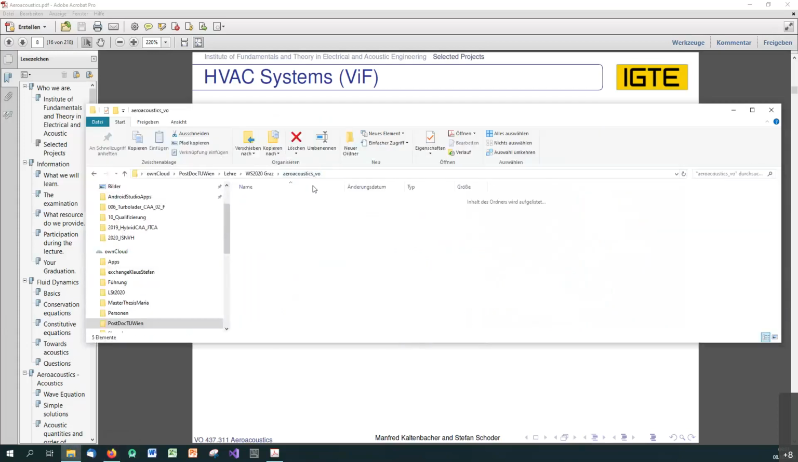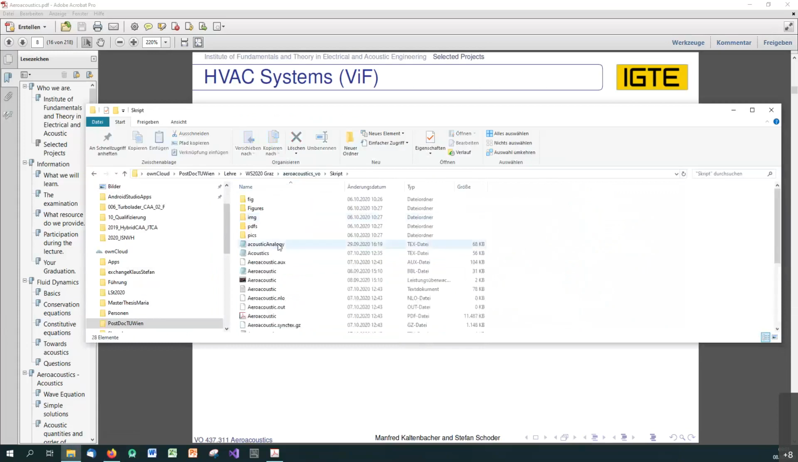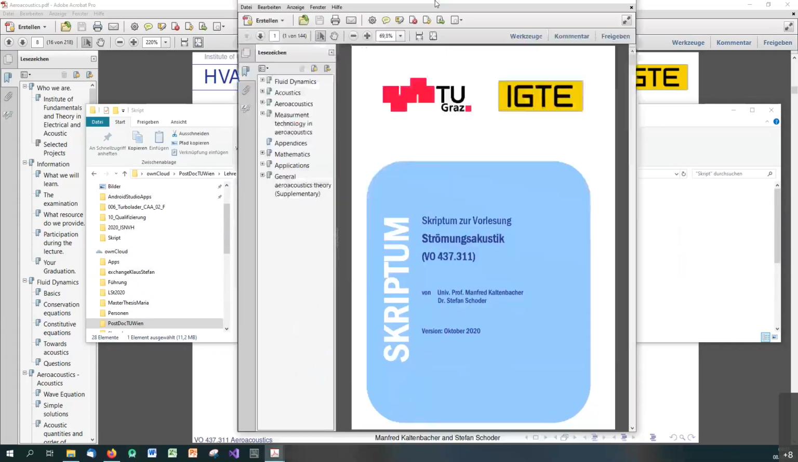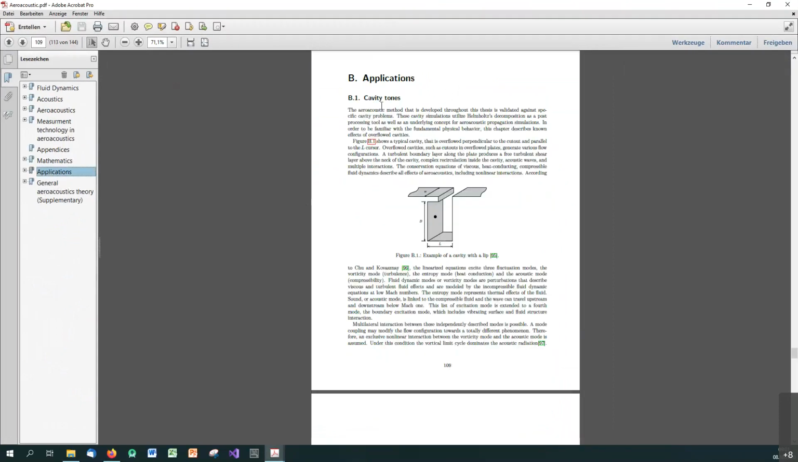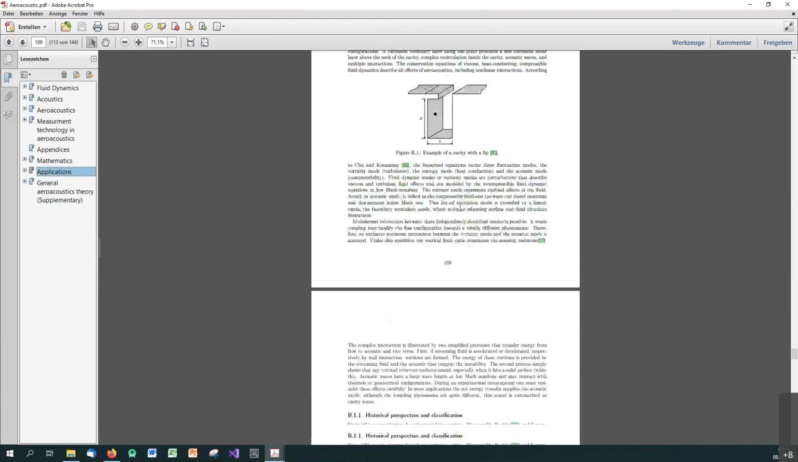Probably I can show you that. So that is the lecture note. In the applications section, we have a section called cavity tones. This is very specific and somehow related to your question, how to distinguish between broadband components and tonal components.